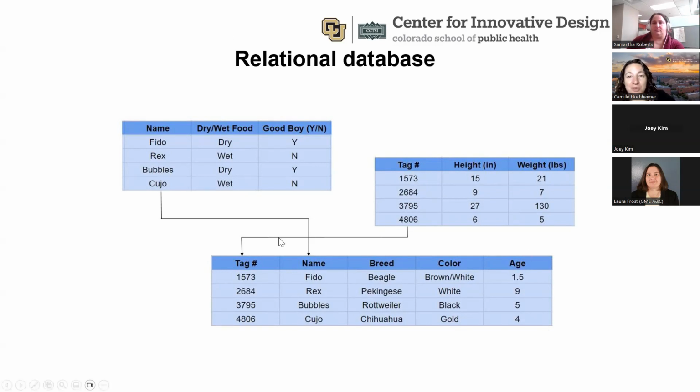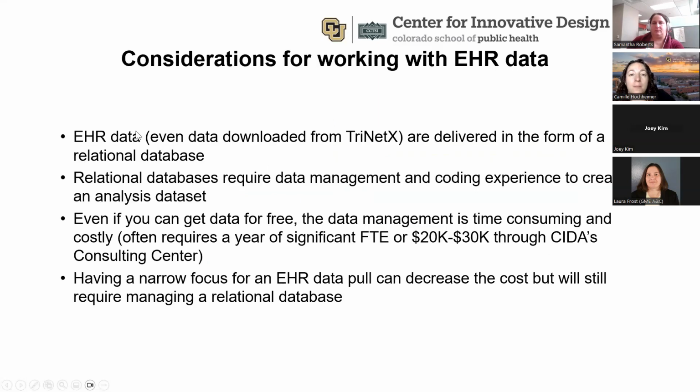So now you all know what a relational database is. When you are asking for data from Compass, and even if you're downloading data directly from Trinetics, it's going to come to you in this form of a relational database. So you're going to get several tables. They're all going to connect somehow, but you need to have coding and some sort of data management background in order to actually connect those in a way that's going to get you to that analysis data set that you can use to do something like a regression on.